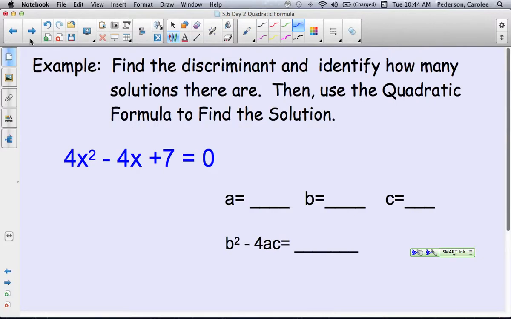Here's a second example. Find the discriminant and identify how many solutions there are. Then use the quadratic formula to find that solution. So we're going to go one step further than that last example. So our equation is 4x squared minus 4x plus 7 equals 0. So our a value is 4, our b value is negative 4, and our c value is 7.